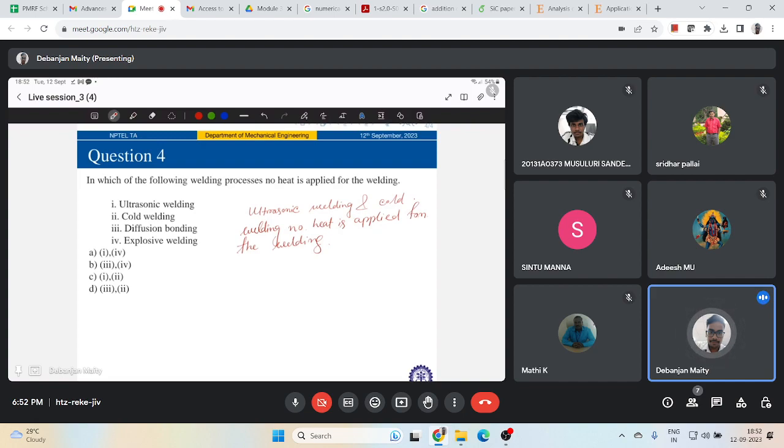Now, what is happening in diffusion bonding? We have had a lot of discussion regarding ultrasonic, cold, and explosive welding. What is happening during diffusion bonding? This is also a solid state welding process, of course. The mechanism is the same for diffusion bonding also. Here also you have the coalescence of the two faying surfaces.